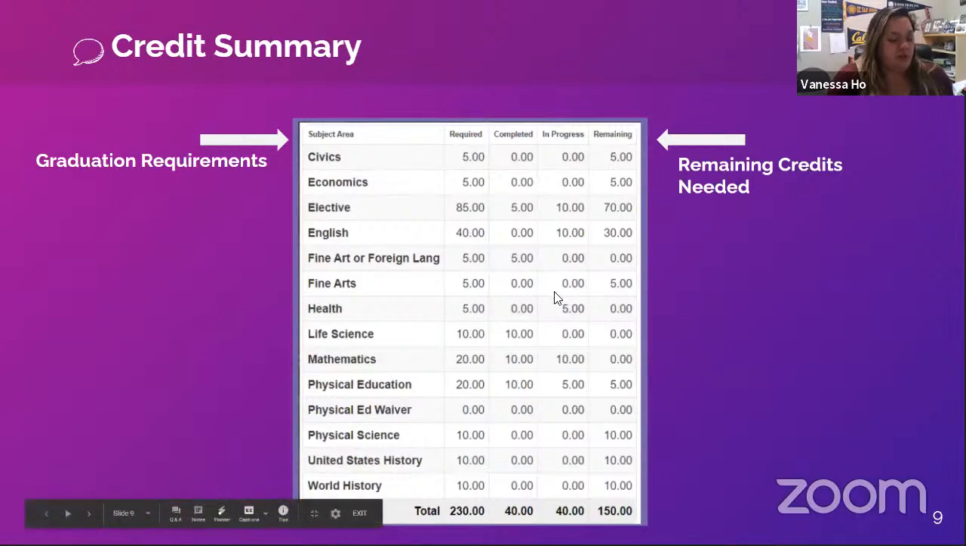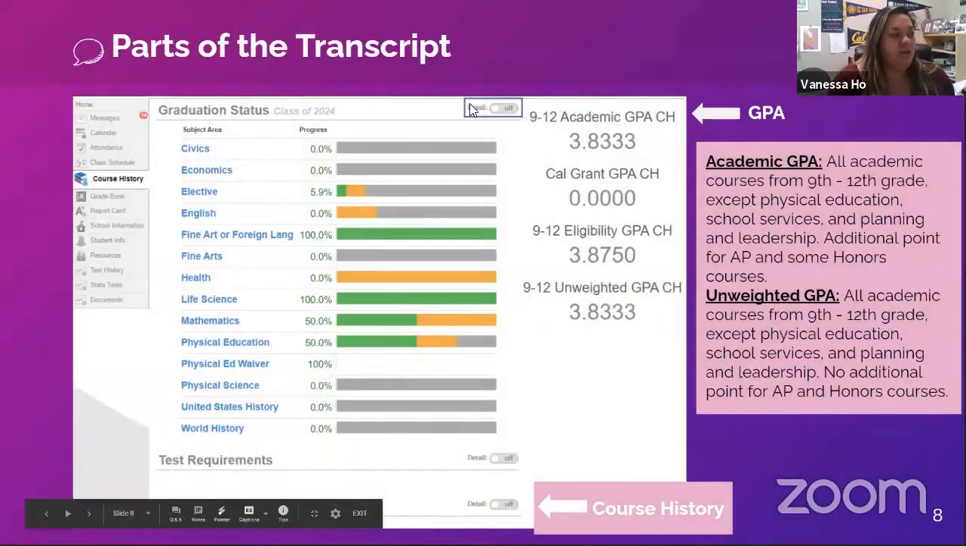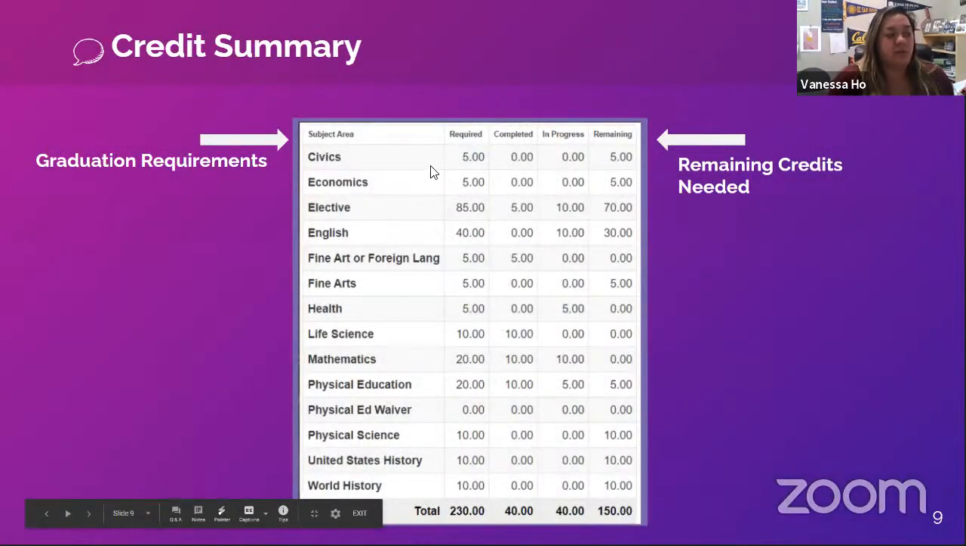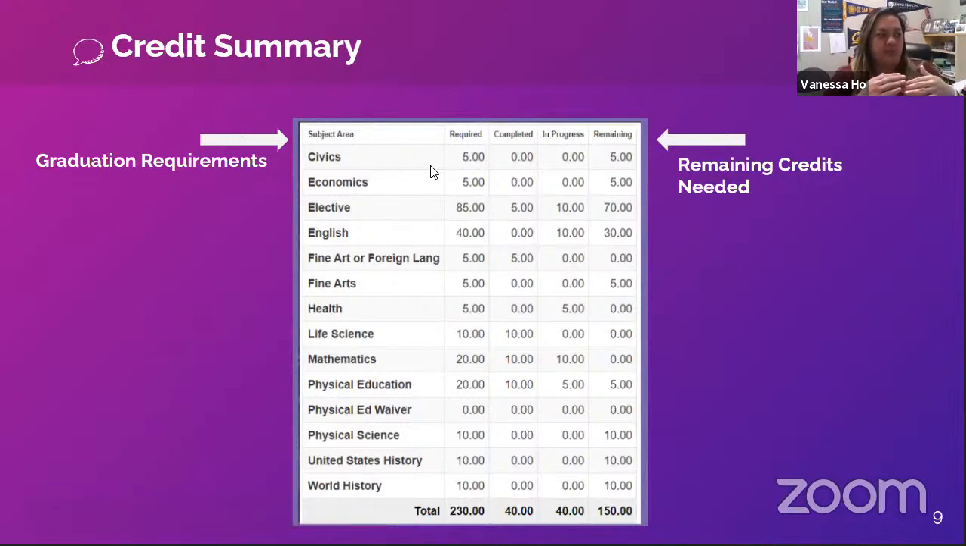In addition, let me go back really quick. If you click on this toggle button here where it says detail, you'll actually go to a screen that looks like this right below it. This table will pull up right below it, and it will show the same bar graph with the green and yellow and gray, but just in a table format.